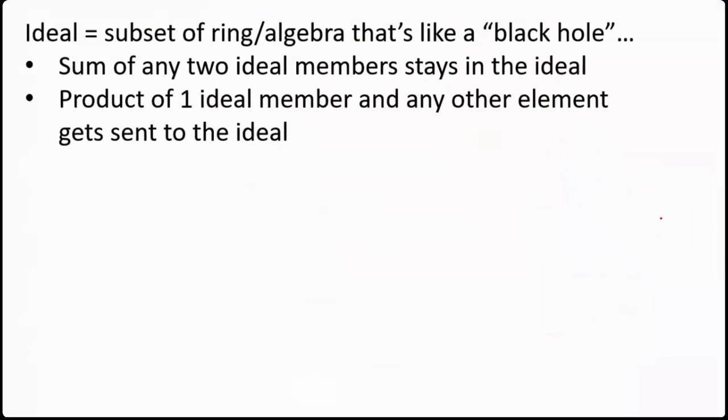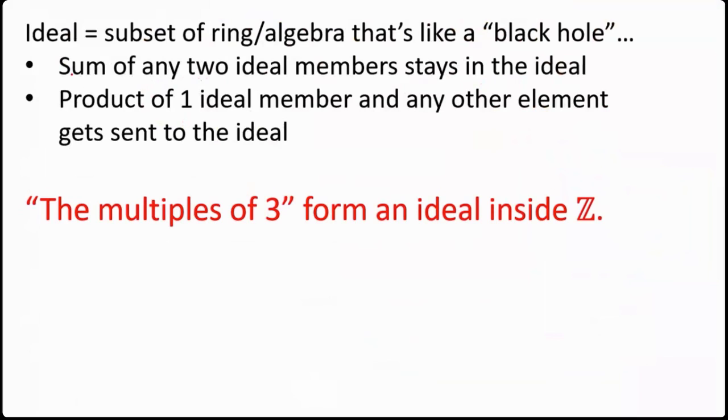So yeah, that's the definition. Two ideal members need to sum to an ideal member, and the product of an ideal member and any other member goes to the ideal. So a very basic example is the multiples of 3. Like 0, 3, 6, 9, 12, and I guess also -3, -6. That's an ideal. So why?